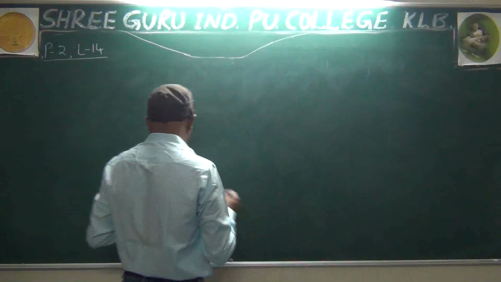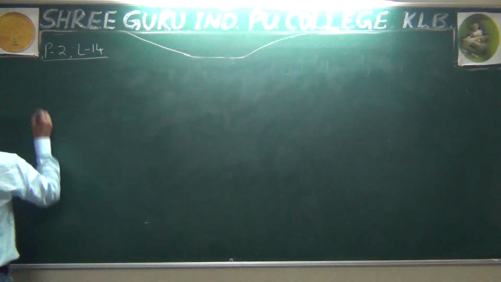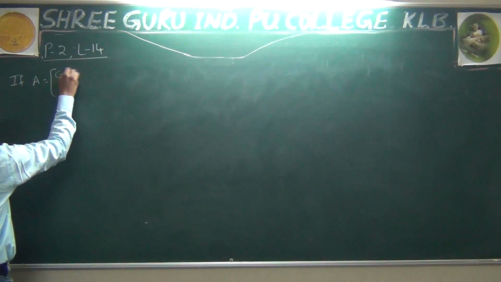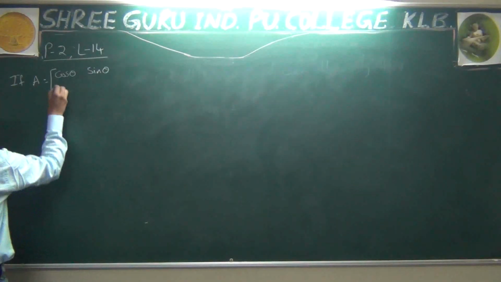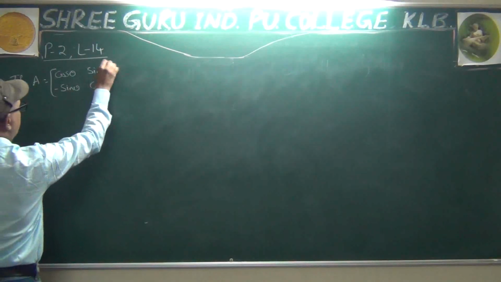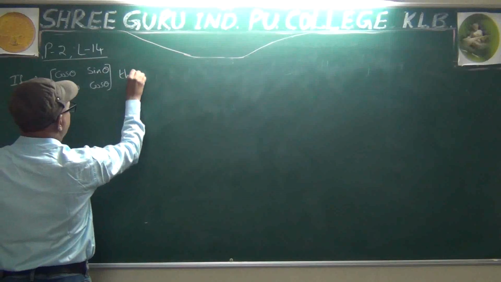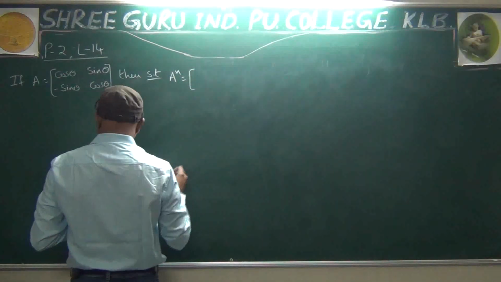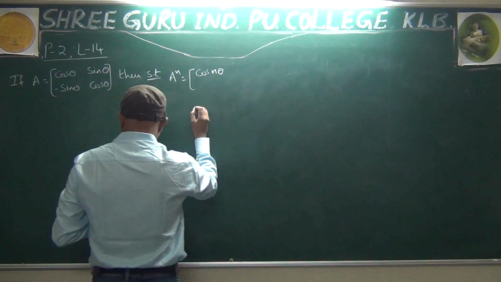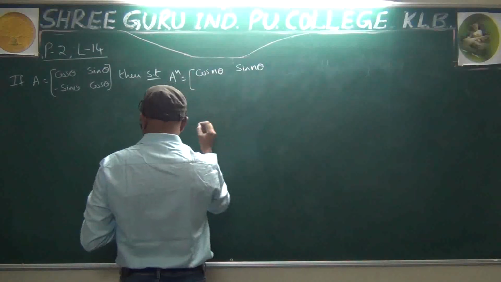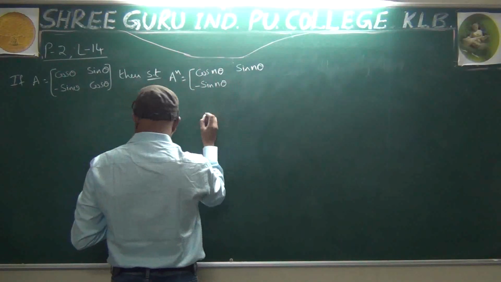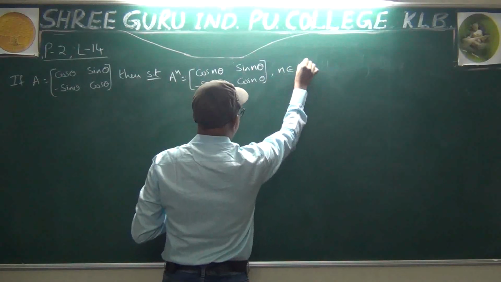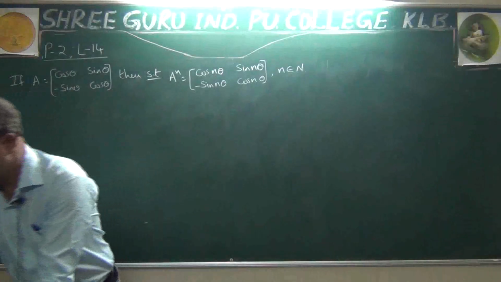Right, next question. If capital A equal to [cos theta, sin theta; minus sin theta, cos theta], then show or prove that A power n equals [cos n theta, sin n theta; minus sin n theta, cos n theta], n belongs to natural numbers.